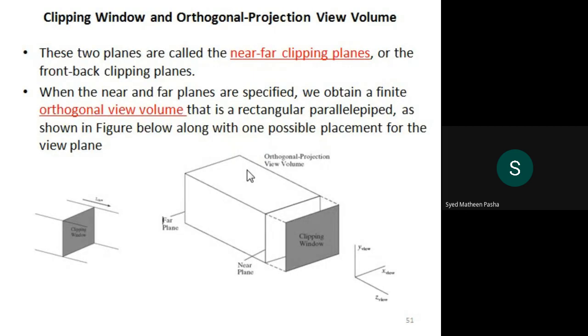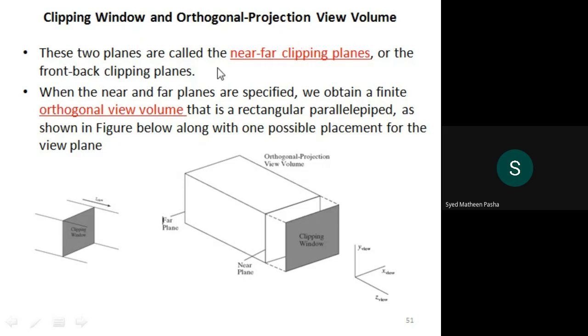Then, with respect to the orthogonal projection view, we also consider some planes which are far from the clipping window, near to the clipping plane, and so on. So, whatever the lines which are perpendicular to the projection plane, such planes are basically called the near and far clipping planes, or front and back clipping planes.